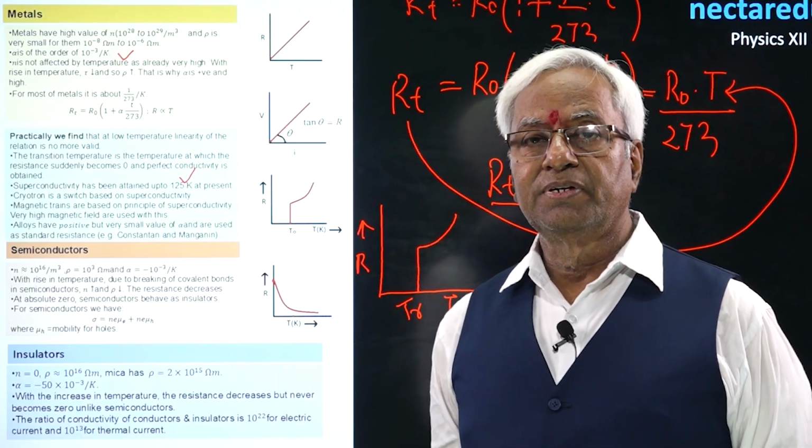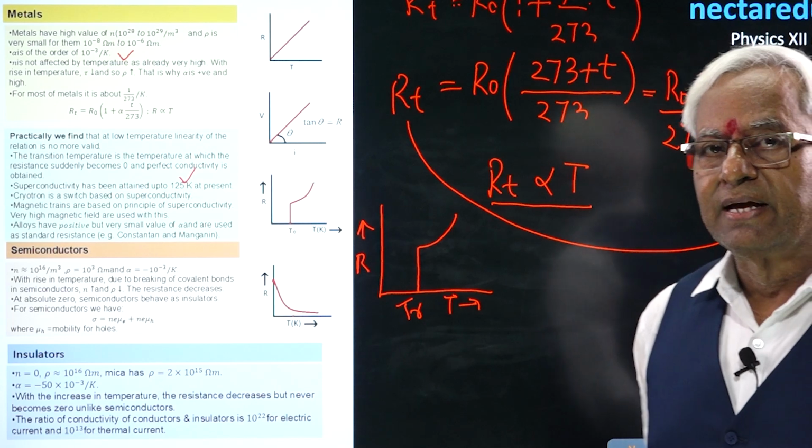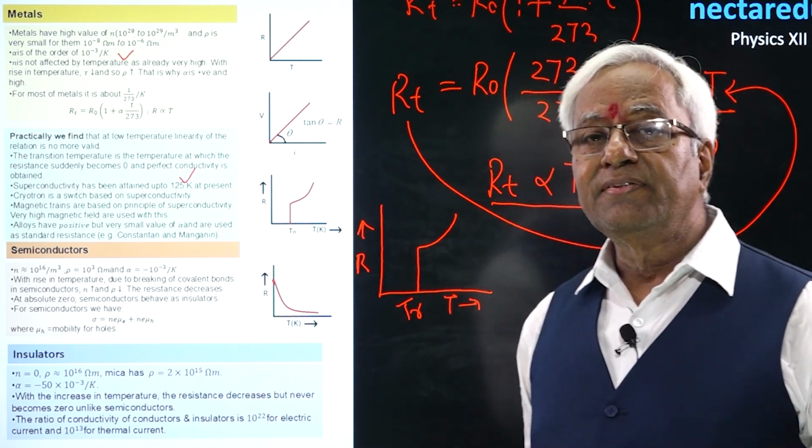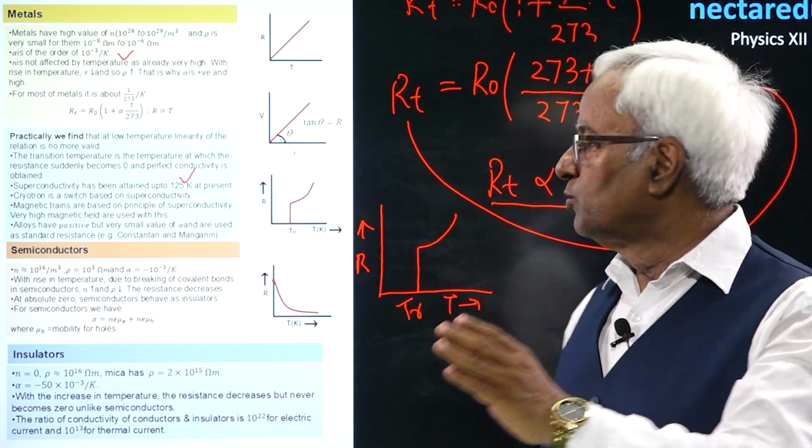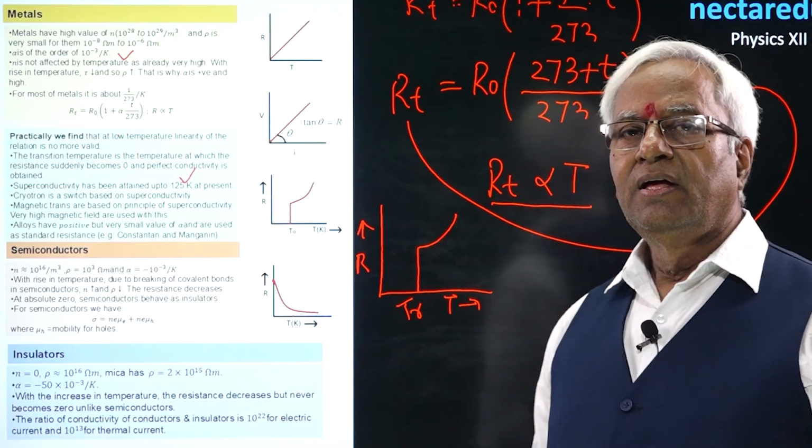Cryotron is a type of electronic switch that is based on the principle of superconductivity. Magnetic trains, you might have heard the name. Japan has been successful in running magnetic trains. Magnetic trains run on the principle of superconductivity itself.